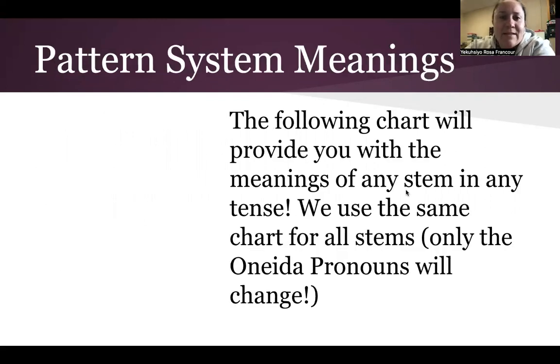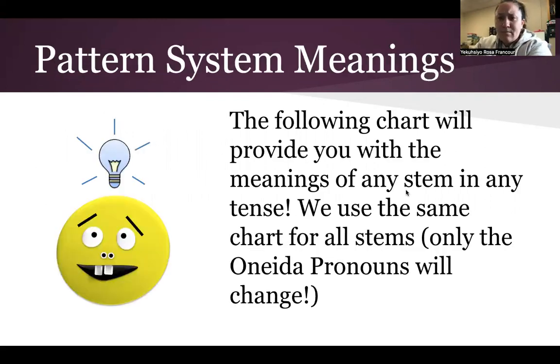So let's get into a little bit of review. So the pattern system meanings, again, all of our pronouns that we learn in every single stem on both the subjective and objective sides have the exact same meanings. Remember, there are patterns within the meaning chart. This creates a standard for our pronoun patterning system.